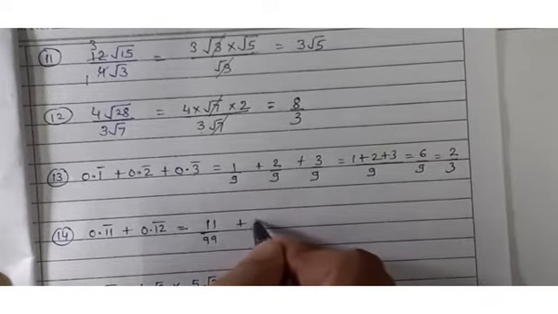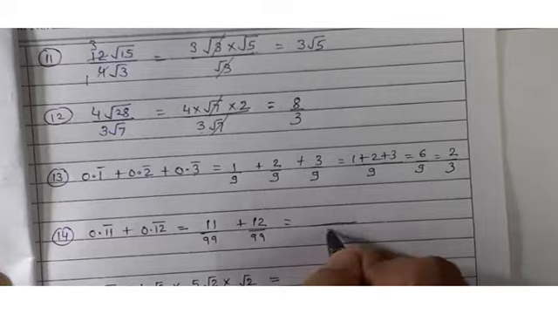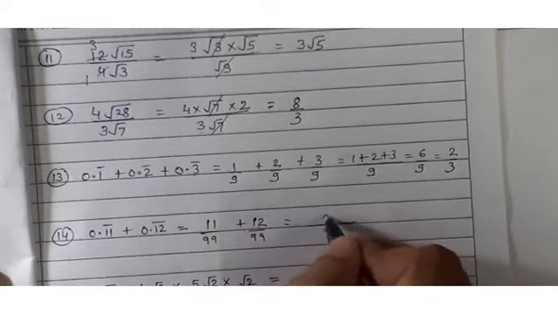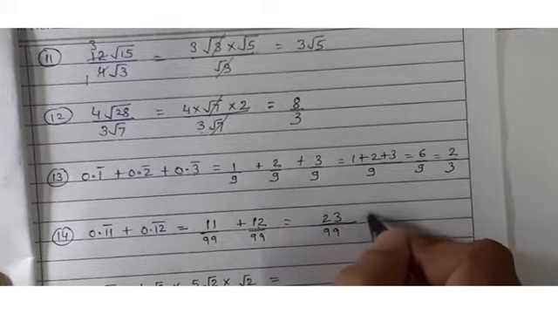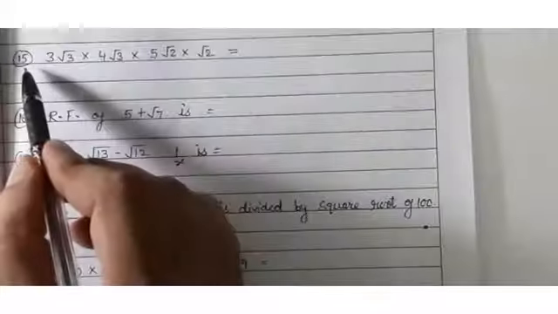0.12. 12 upon 99. Okay, 99 will be the LCM. 12 plus 11. This is your 23 upon 99. This is your answer.